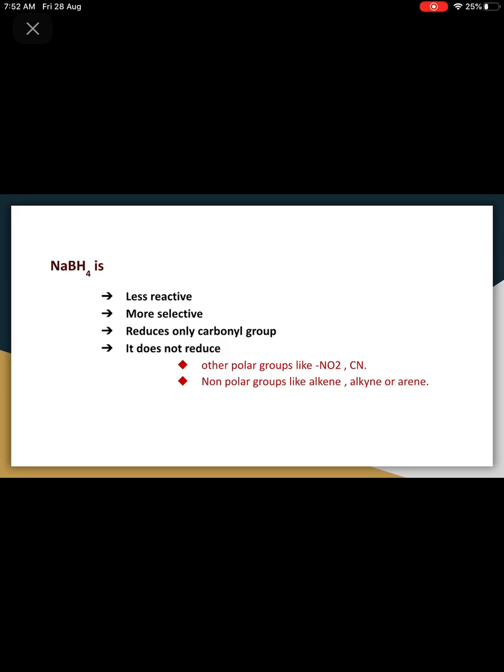So it will reduce only the carbonyl group, and it does not reduce other polar groups like nitro group and cyanide group. As we have seen in the last video, lithium aluminum hydride reduces all polar groups like carbonyl group, nitro group, cyanide group. But this reagent NaBH4 will reduce only the carbonyl group. Remember this. Other polar groups like nitro, cyanide, it will not reduce, and also non-polar groups like alkene, alkyne or arene. So it will reduce only the carbonyl group.